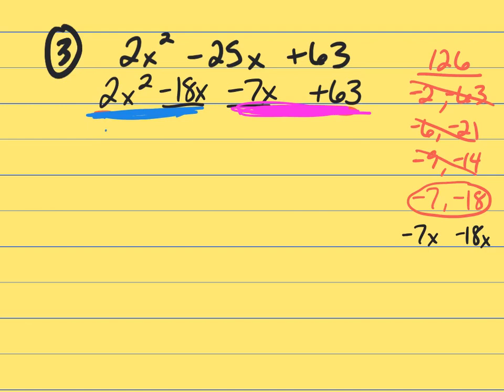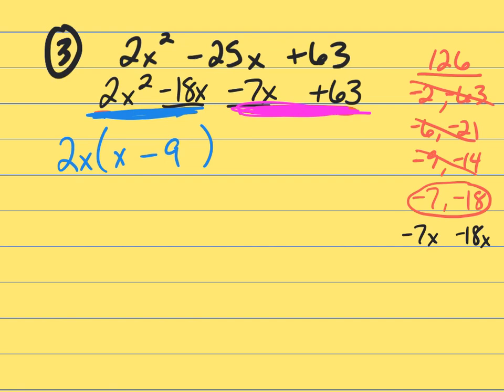On the blue side, what's the most I can factor out? 2. I can take a 2 out, but can I take an x out? Yes, I can take an x out as well. And then 2x times x gives me the 2x squared. 2x times negative 9 gives me the negative 18x.